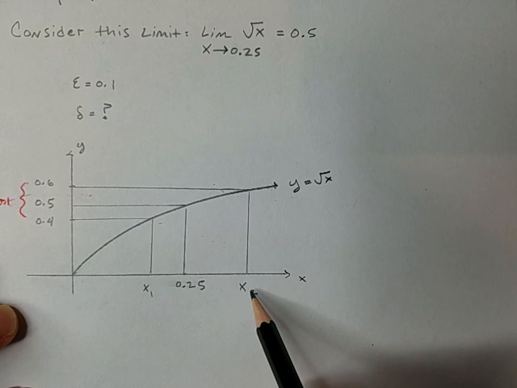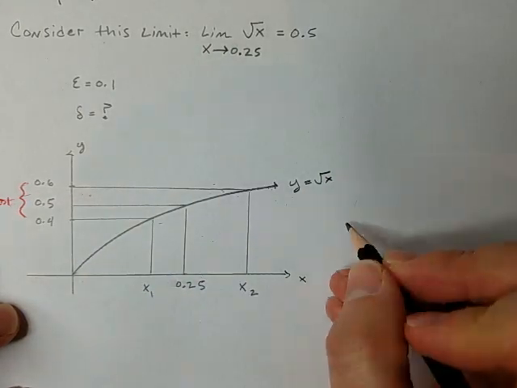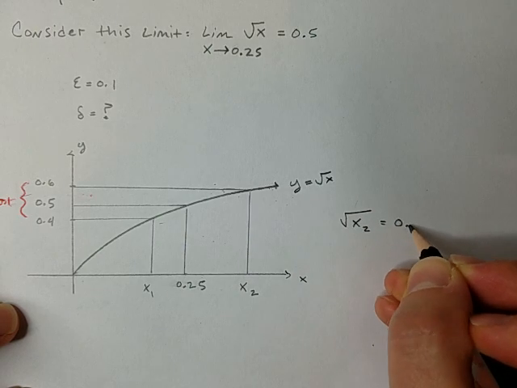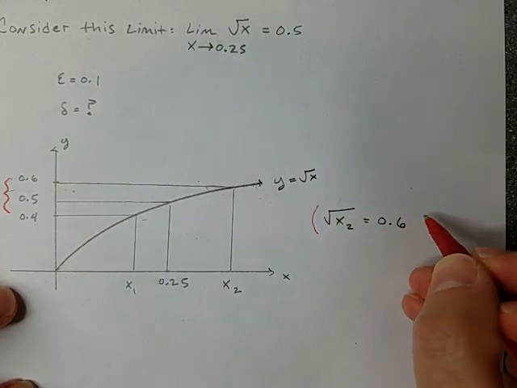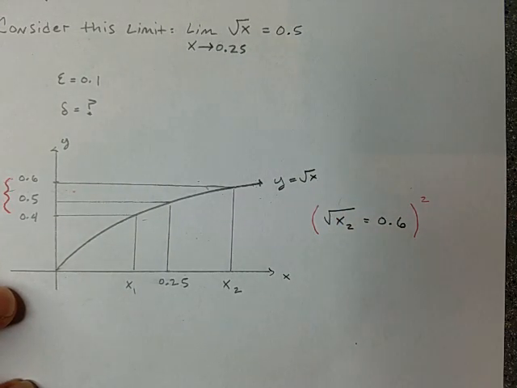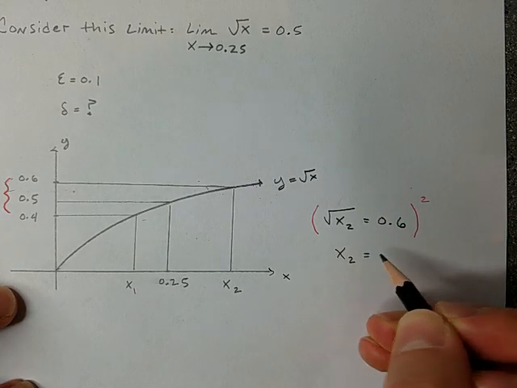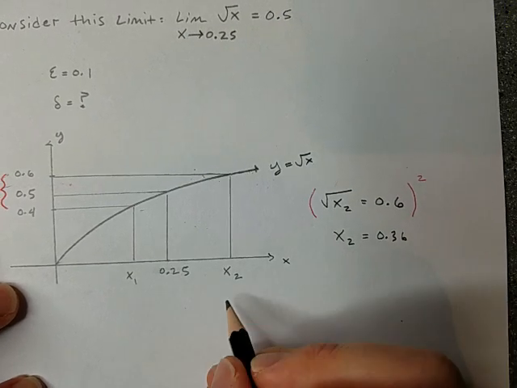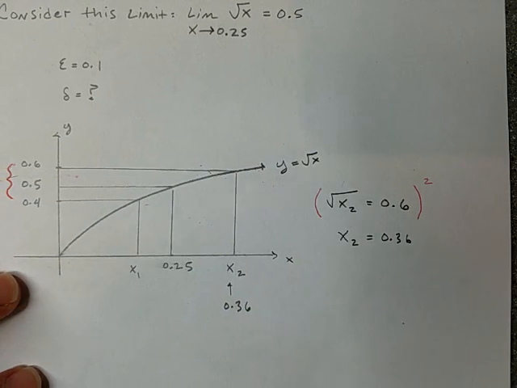So you put x2 in here, and you get 0.6 for y. Okay? So we'll say root x2 is equal to 0.6. And then we aim to solve that equation for x2. In this particular equation, we can solve by squaring both sides. And we'll get x2 is 0.36. Okay? So that number right there, 0.36.